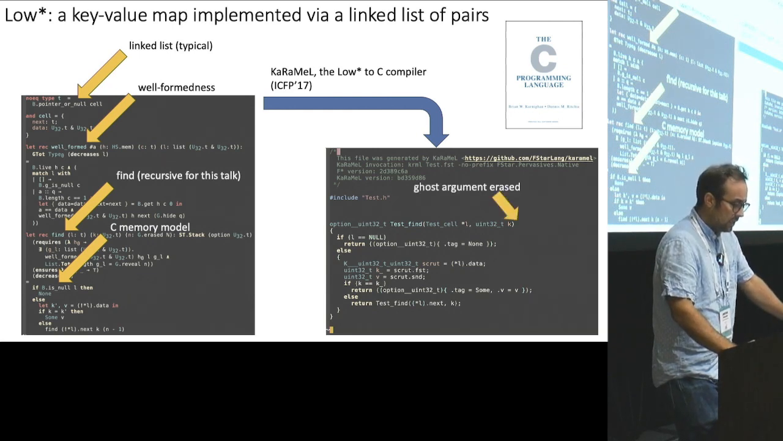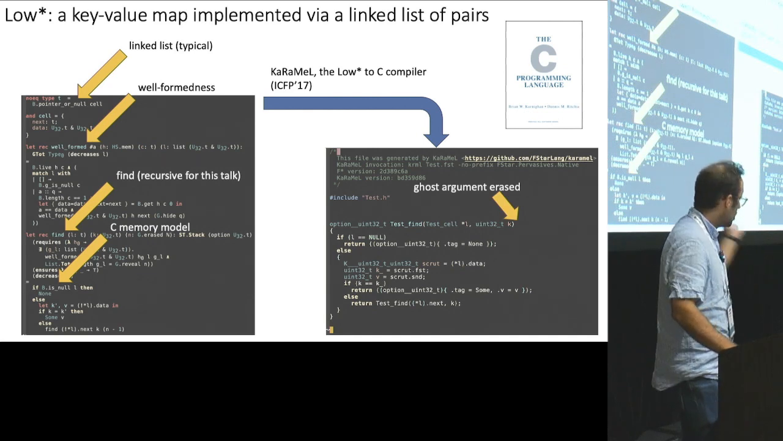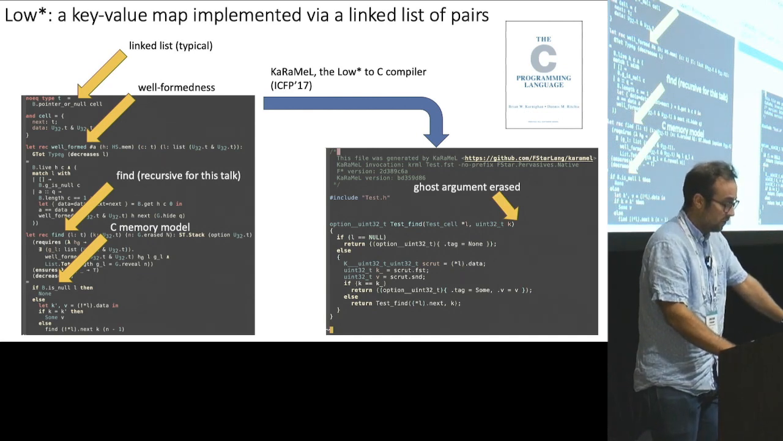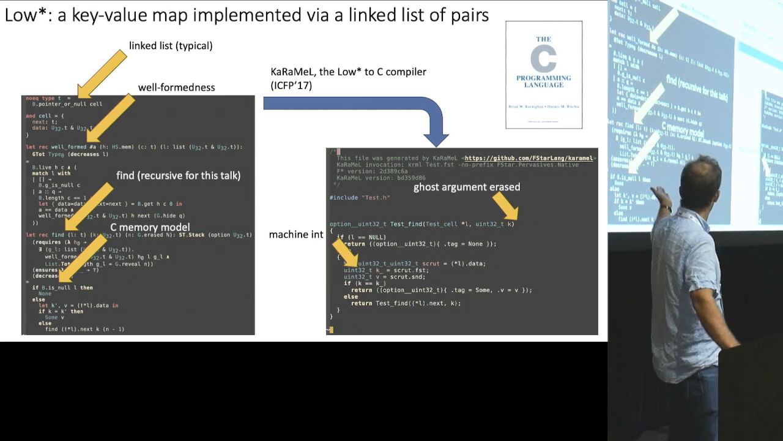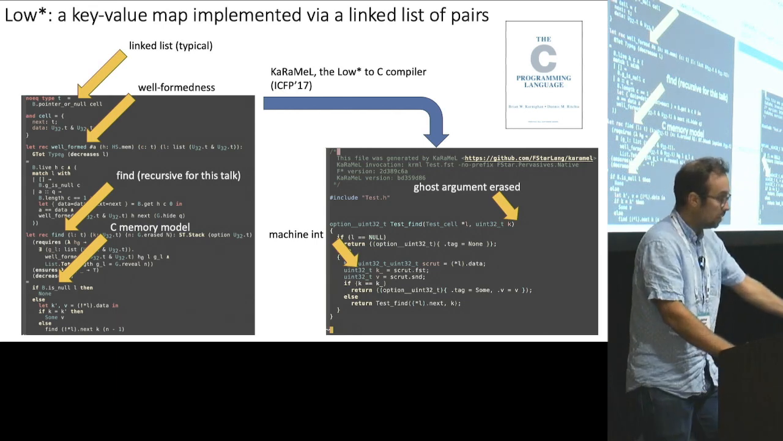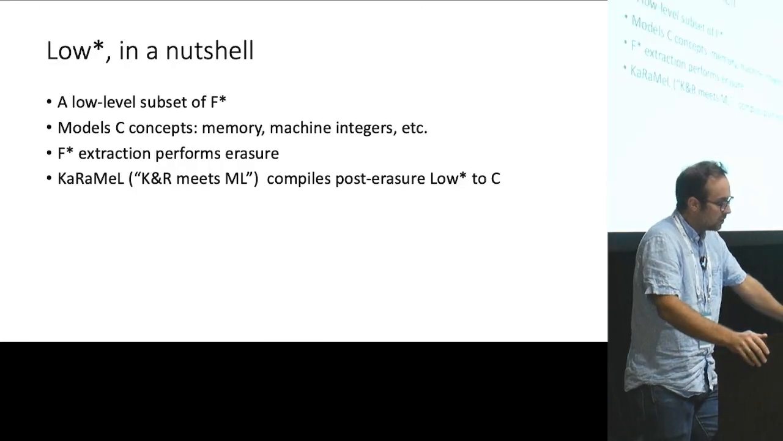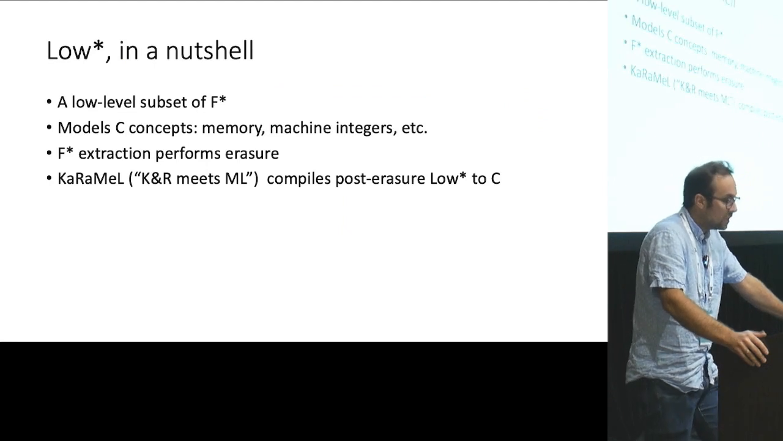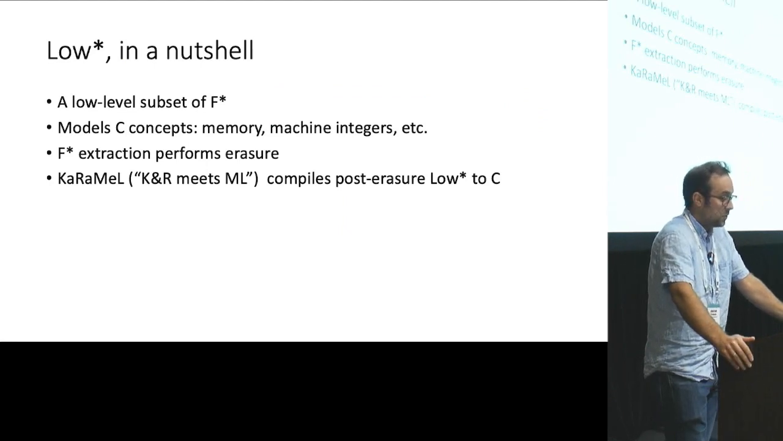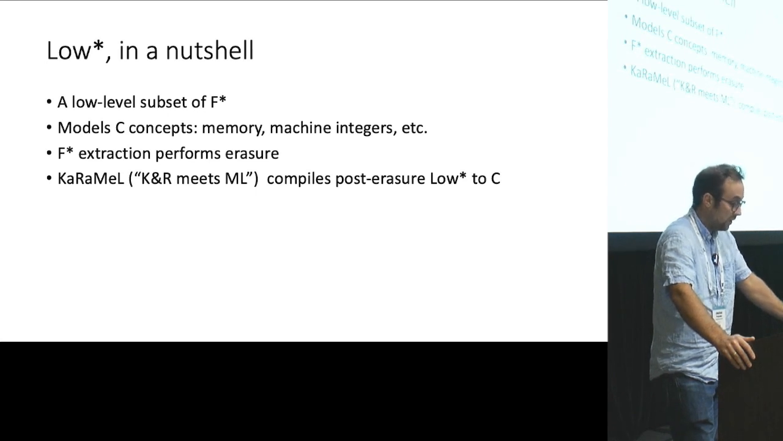Oh yeah, and there's an erasure process that removes ghost things. You can see here that your U32 on the left becomes a uint32_t from the inttypes.h header on the right, etc. So LowStar in a nutshell is a low-level subset of F-star that models C concepts such as the C memory stack and heap, machine integers, etc. And KaRaMeL compiles post-erasure LowStar to C.